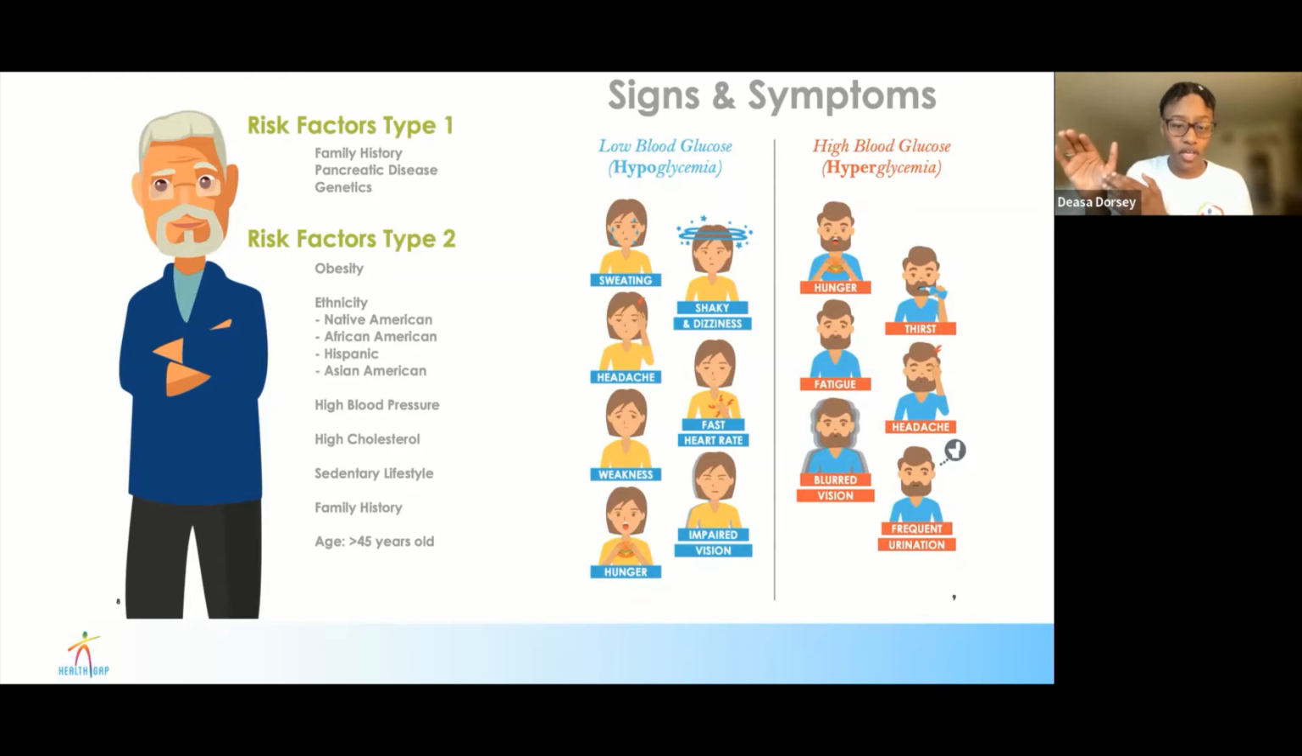Now, hyperglycemia, or when your blood sugar is too high, you can be hungry, thirsty, fatigued or kind of tired, you can have a headache, blurred vision, or frequent urination. I don't know if you noticed, but some of these symptoms are on both sides. So being hungry could mean it's too high, or it could mean it's too low. Having a headache could mean it's too high, or it could be too low.